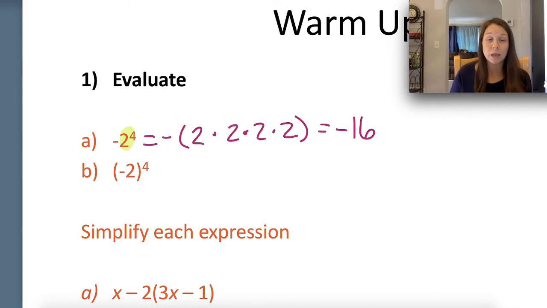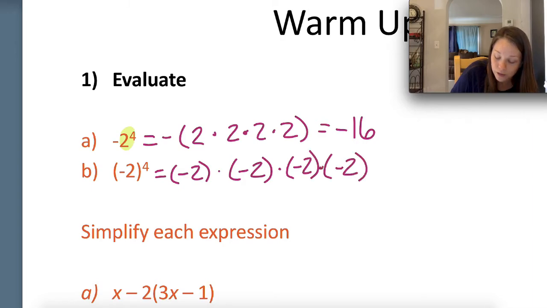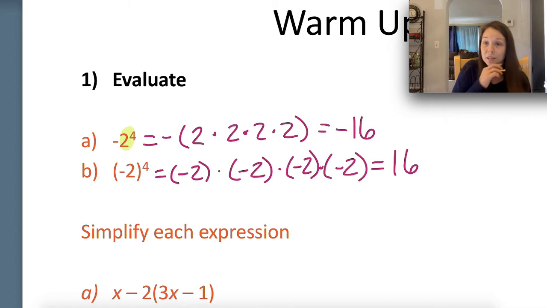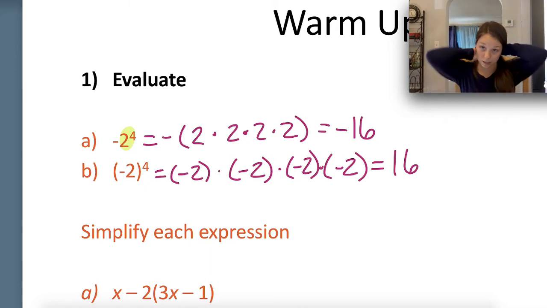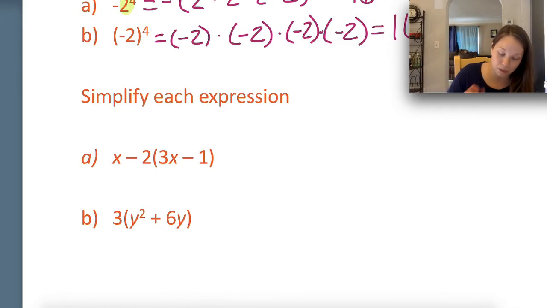When you look at part B, that one is written differently. Part B has parentheses around -2, which means we're going to be taking -2 times itself 4 times. Like so. And that's going to give us a +16 because the negative number times itself 4 times is going to be positive. All right, taking a look at parts A and B underneath with simplifying each expression.